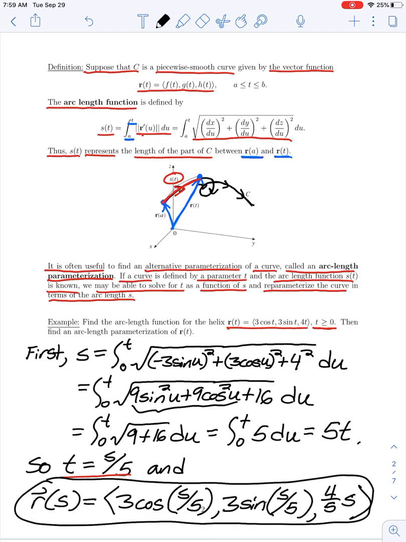So this would be an alternative way to describe that helix in terms of the parameter s, which represents arc length, or the total distance traveled. That is what's referred to as an arc length parameterization of a vector function. We find the arc length in terms of t, and if possible, we solve for t in terms of s, and then substitute that expression into our vector function to get a vector function in terms of the arc length s.